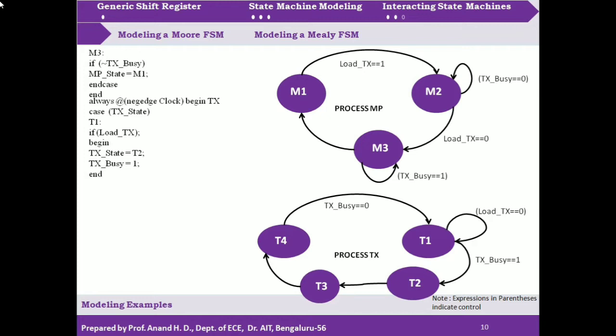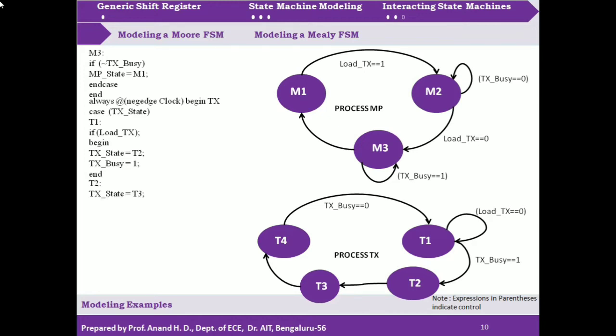So here the first state is T1. If load_Tx, that is the signal load_Tx which is asserted by process MP, is 1, then there will be a state transition from T1 to T2 and the Tx_busy signal will be made high. Else it remains in the same state, that is T1. Okay, that is if load_Tx is 0, there will be no state transition. It remains in the same initial state, that is T1.